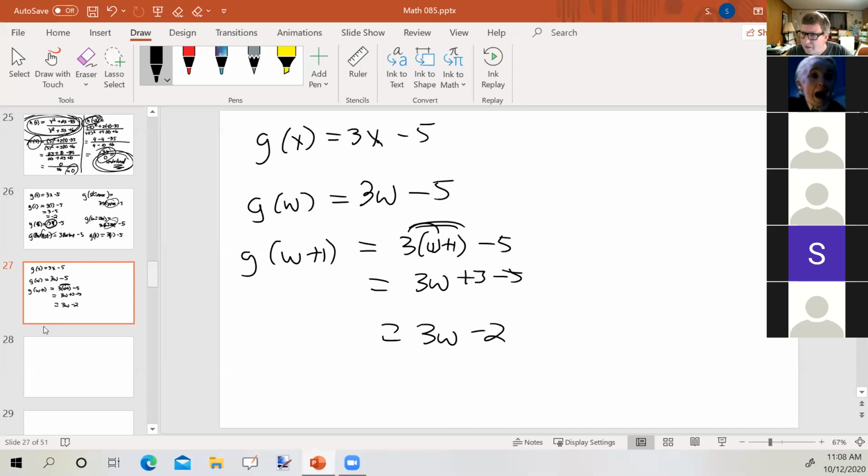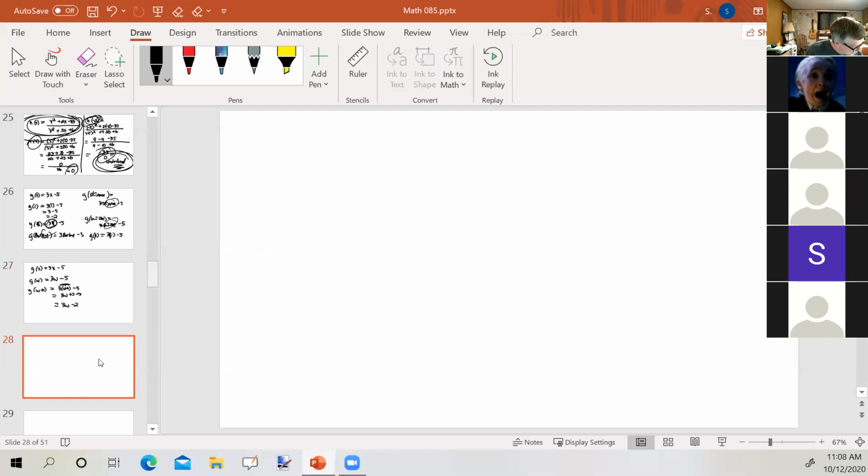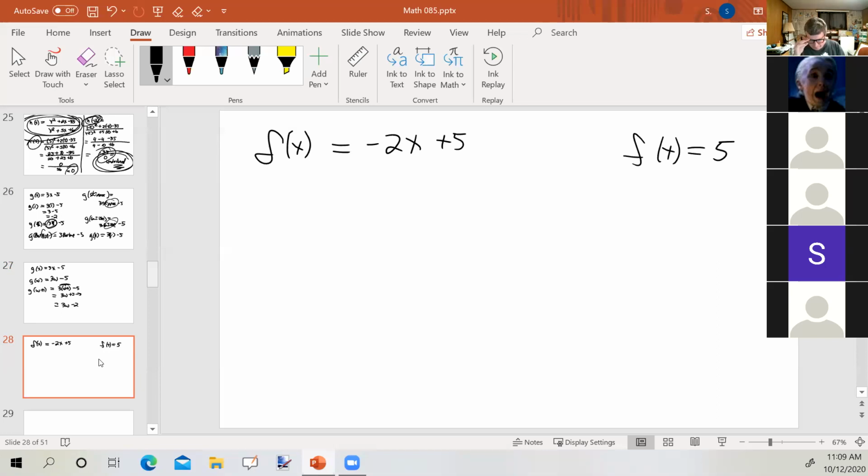Now we're going to play Jeopardy. I'm going to tell you the answer and you're going to give me the question. Suppose that f of x equals negative 2x plus 5. For what value of x does the function f have the given value? f of x equals 5. So I'm telling you the output. I'm telling you the answer. You have to tell me the question or the input. What are we going to put in? So f of what is going to equal 5?